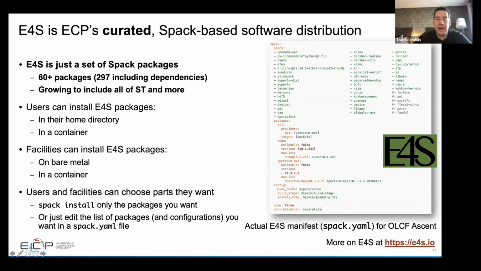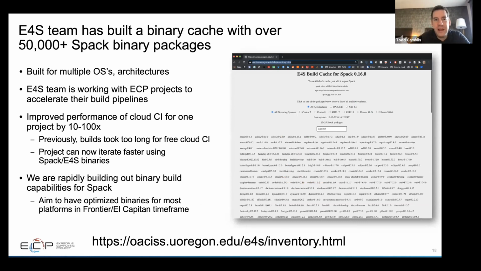They have a binary cache of over 50,000, I think it's like 70,000 now, Spack packages. And they just released a new 2021.11 version of E4S with the latest versions of things. So you can think of this as a little curated distribution that lives inside of Spack, and that ECP is maintaining over time.